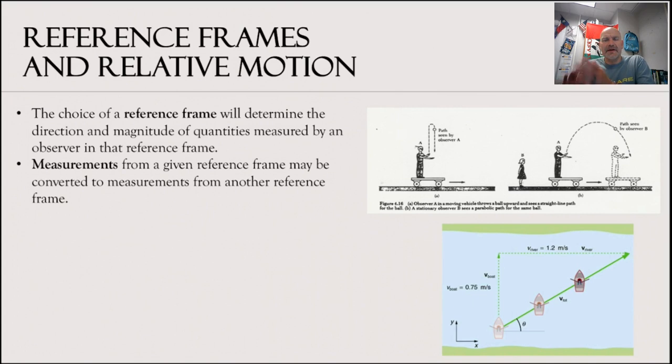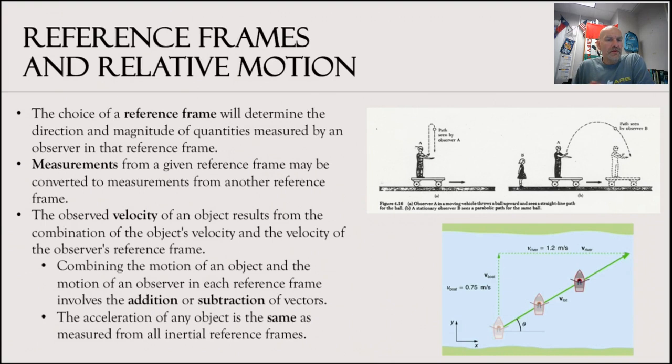It may be a plane flying, and you see they say there's an eastern wind as they travel north. And so it's going to push the plane towards the east and so forth. Now, the observed velocity of an object results from the combination of the object's velocity and the velocity of the observer's reference frame. And so combining the motion will look essentially like addition or subtraction of vectors. And the acceleration of any object will be the same as measured from any inertial reference frame.